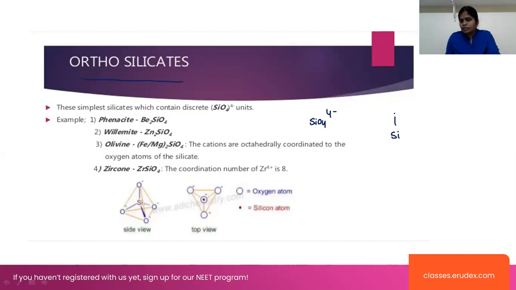Now we already know that the structure is this one. This is the general formula of the orthosilicates, and these examples are important: phenacite, willemite, olivine, and zircon, that is, zirconite, ZrSiO4.